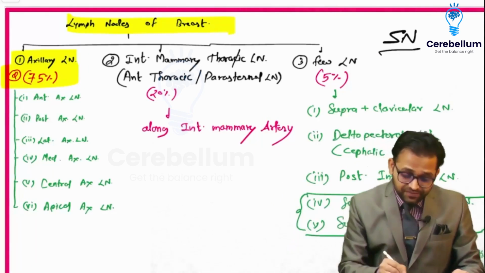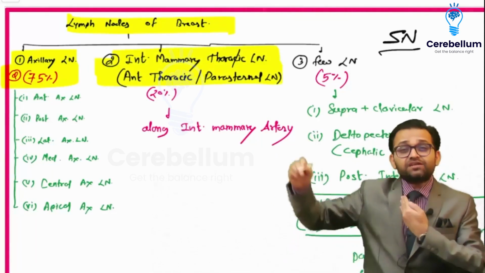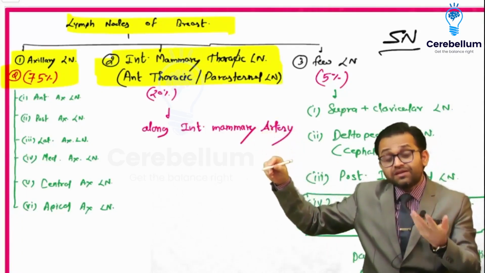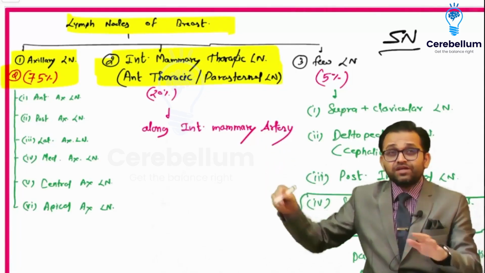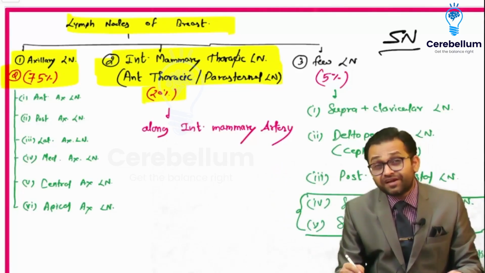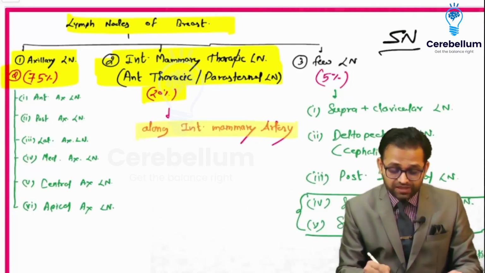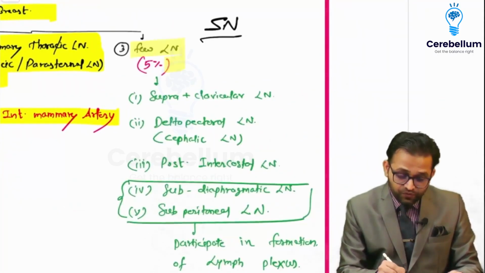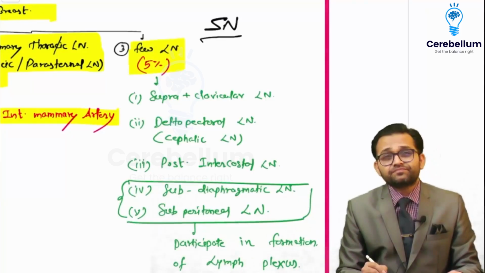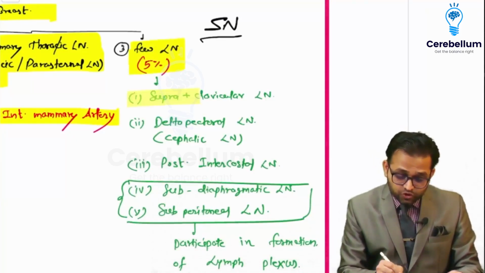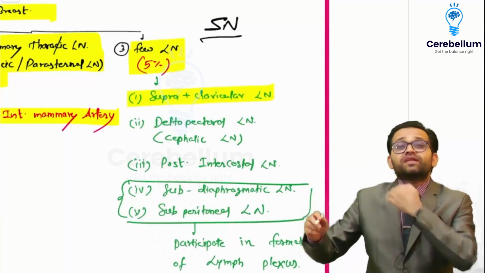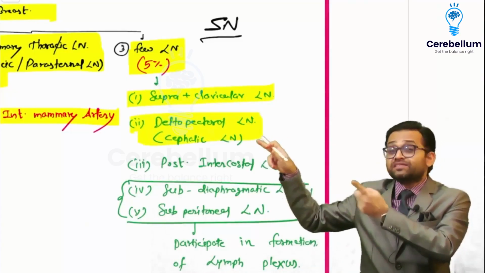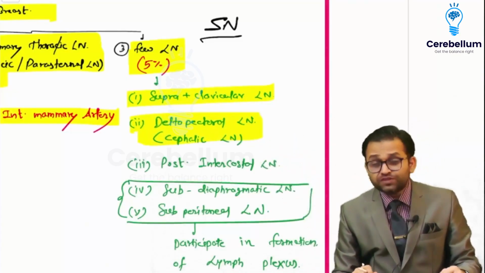Next, there are the internal mammillary or internal thoracic lymph nodes, which are located along the internal mammillary vessels. 20% drains here, along the internal mammillary artery or vein. Now, only a few lymph nodes, 5%, are there. There is the supraclavicular lymph node, which is above the clavicle. Deltopectoral lymph node, in the deltopectoral group where the cephalic vein was there. That's why it is also known as the cephalic lymph node.